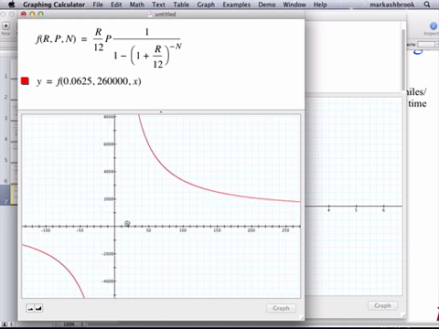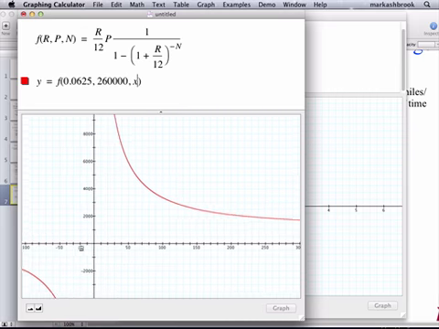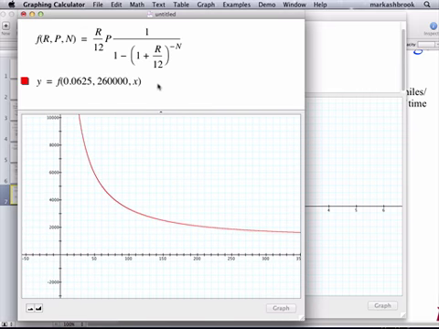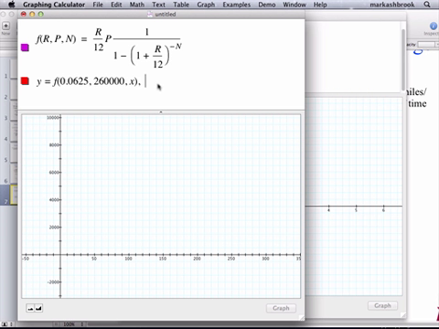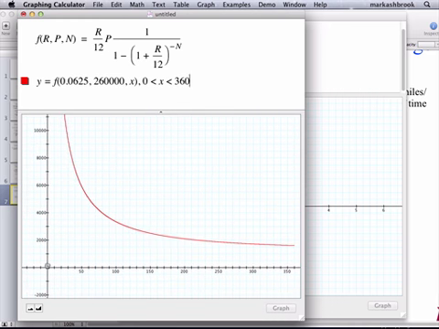Now notice, do we want this part of the graph? No, because this would be like a negative number of payments. Doesn't make sense. So we're just going to specify this from 0 to, say, a 30-year loan, 360. Okay, so we talked about scaling.